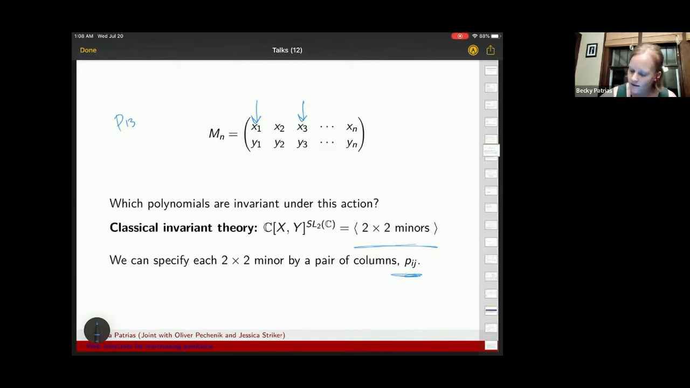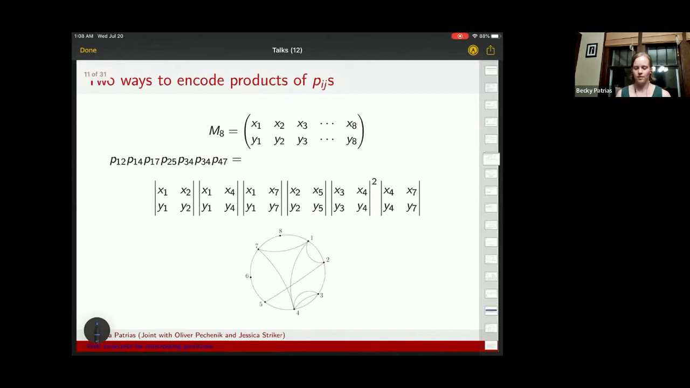And we're going to have two nice ways to encode the products of our generators. So here I have an example, a product of generators. I'm reminding you that the generators are minors, so that's our second line here. And one way we can encode these generators is by a diagram like we see at the bottom. So I have, for example, a P12 in my product, so I'm going to have an arc between 1 and 2. I have two instances of P34, so I have two arcs between 3 and 4. Pretty straightforward way to encode our product.